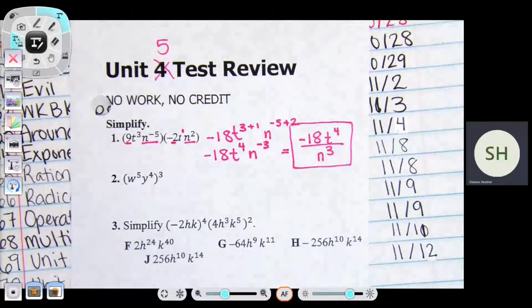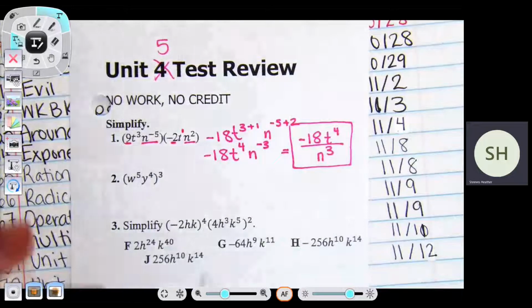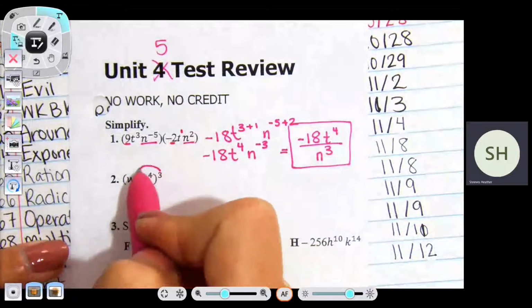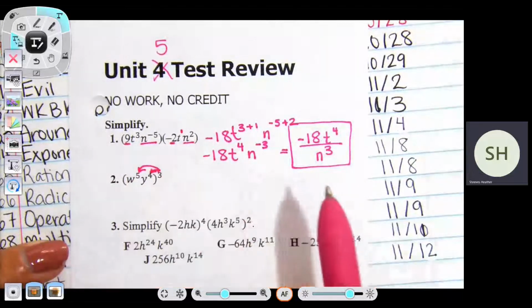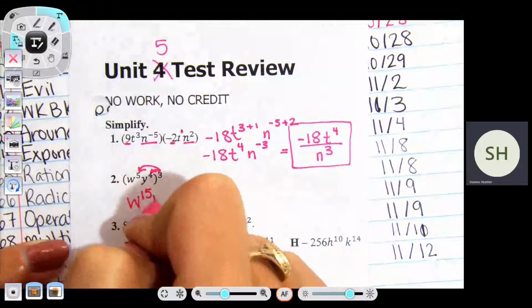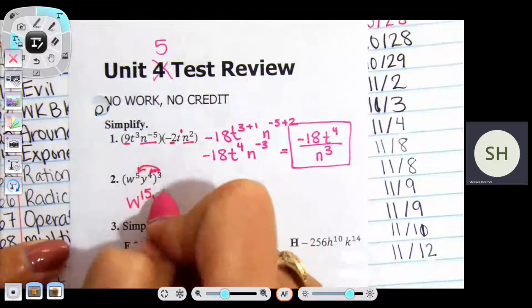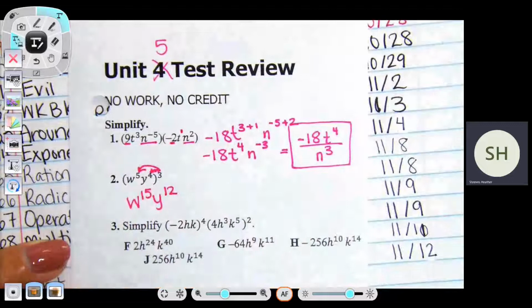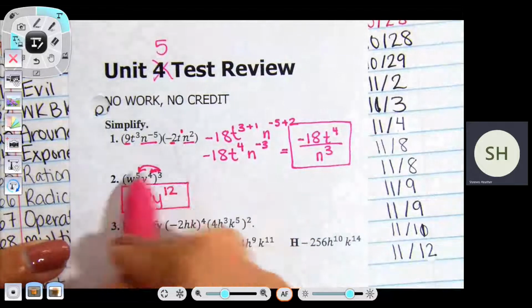So question 2 is power to a power. So this is basically where you're multiplying. You have to distribute this in and multiply it with the values that are there. So 5 times 3 is going to give me w to the 15th. 4 times 3 gives me 12. Both of these have positive exponents, so I am done. I just circle my answer.